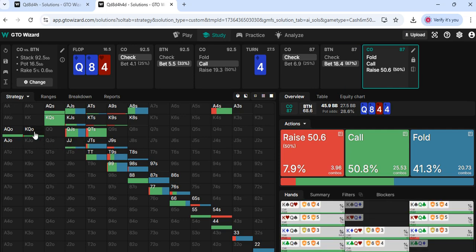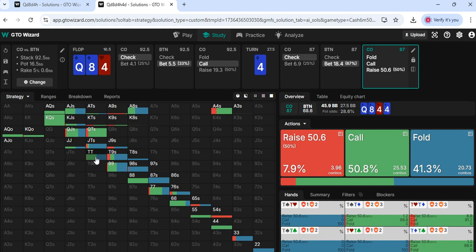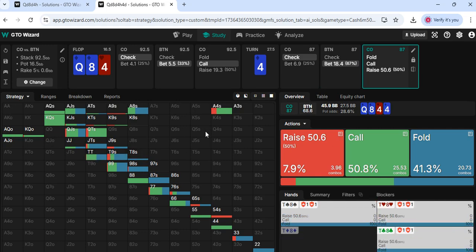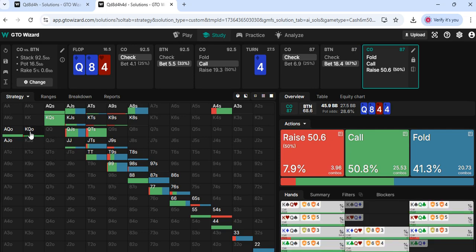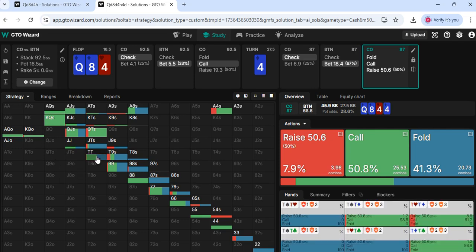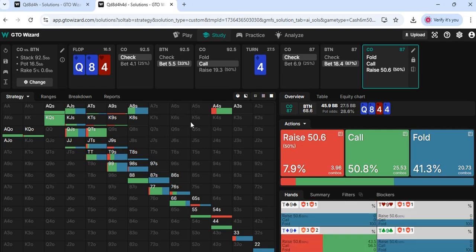A hand like King Queen off always calls a turn barrel. A hand like tens with a diamond always calls a turn barrel. What does King 10 of spades do? King 10 of spades uses the king to block King Queen off. It uses the 10 to block 10 of spades, 10 of diamonds. So I'm using both cards to double block the calling range. This is a very important concept.